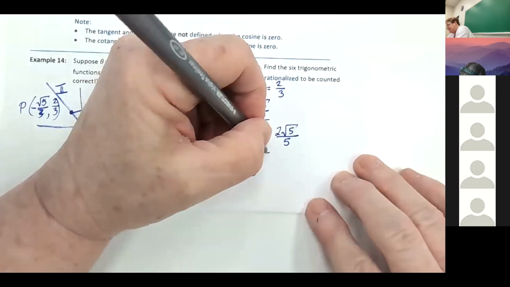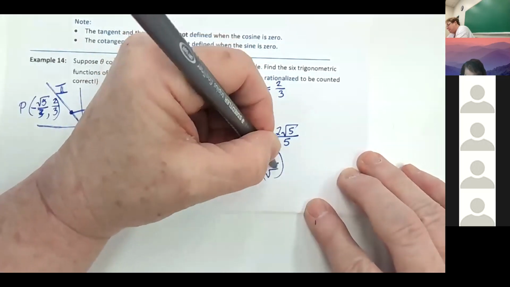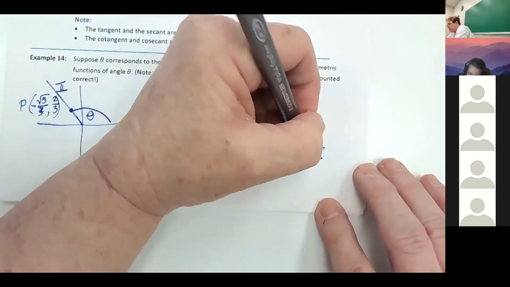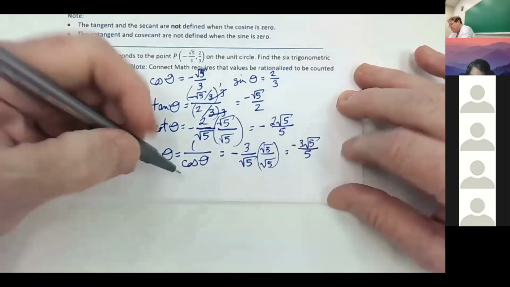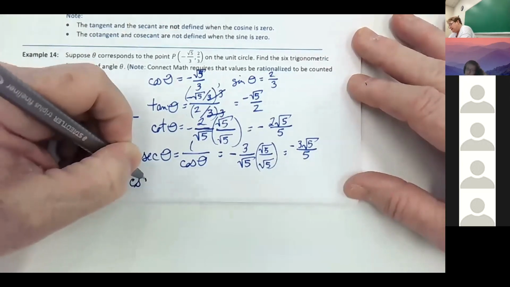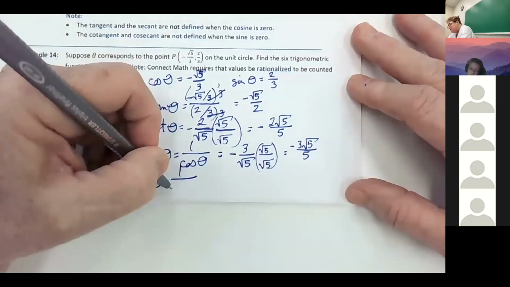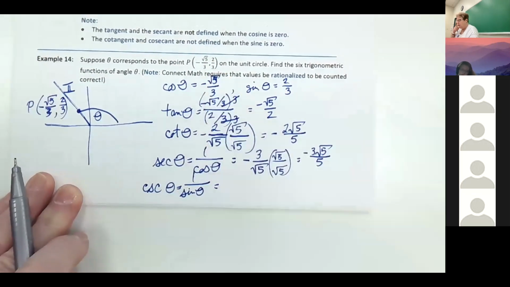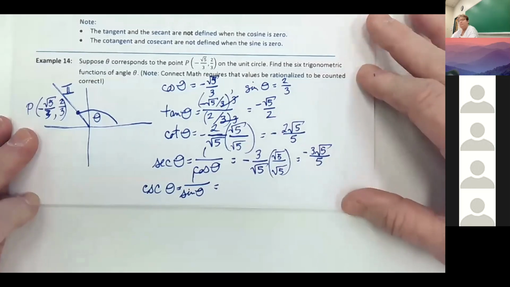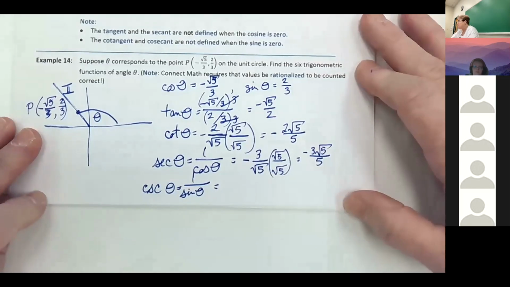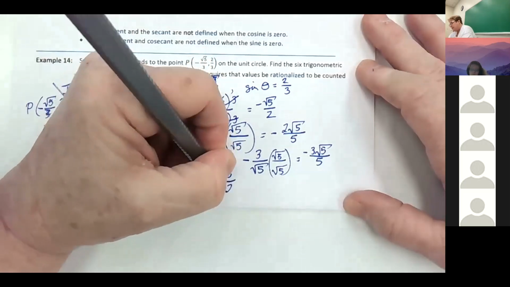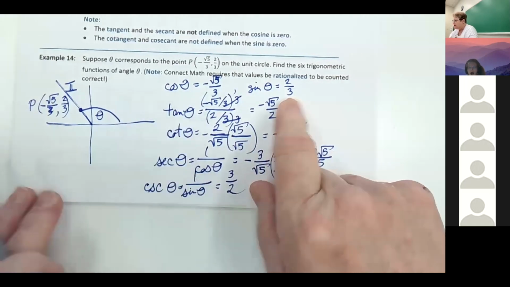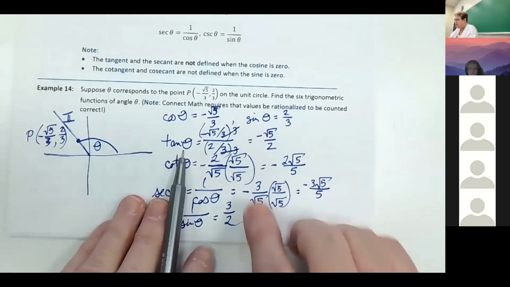Square root of 5 over square root of 5. Awesome. So we get negative 3 square root of 5 over 5. And we just have the cosecant left. Cosecant is the reciprocal of the sine. The sine was 2 over 3. So what will the cosecant be? Good. Excellent. So once you find cosine and sine, you just have to simplify the rest. Tangent is sine over cosine.